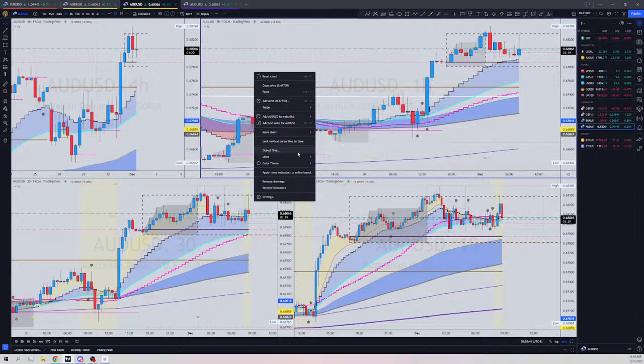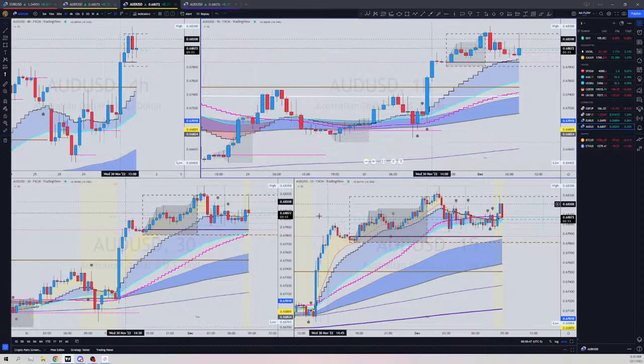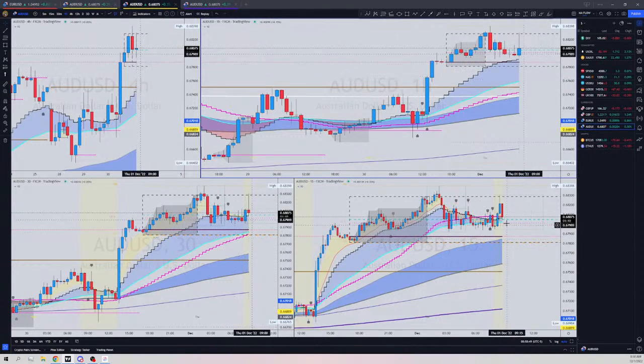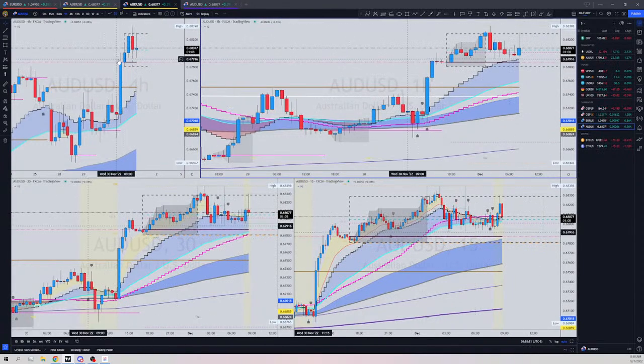wish you could hide one screen at a time. Move chart forward, move chart backward. Sometimes I just want to hide the indicator specifically on one screen, but leave the others on.